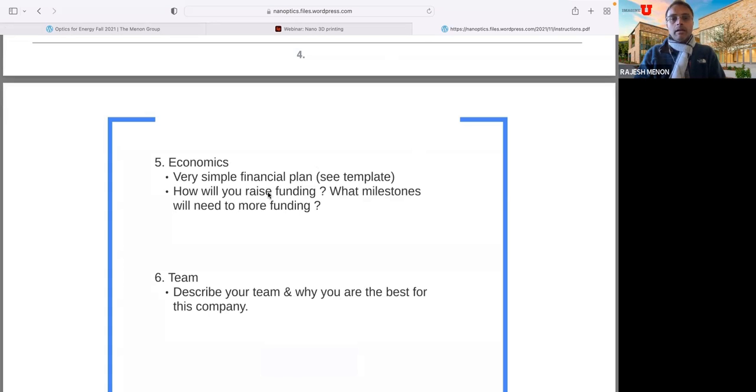Think about how to raise funding, and what milestones will be required when you raise more funding. This is important when you think about execution of a plan, right? So think about whether you are making progress on the specifications of your prototype. Are you looking at progress in the sales? There are a lot of ways to build these milestones, so think about them and come up with some rough plans.